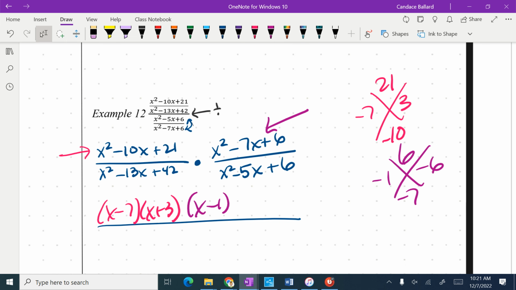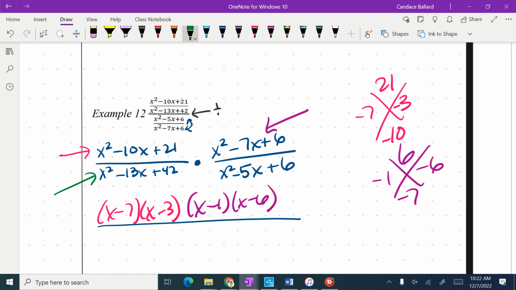What's wrong? My screen is frozen. That's good. There we go. Thank you for letting me know, because I would have done the whole problem with it frozen. Yes, my 3 should be negative. Thank you for catching that too. Okay, negative. Are we all good now? All right, and we agree with the negative 1 and the negative 6? Okay, perfect.